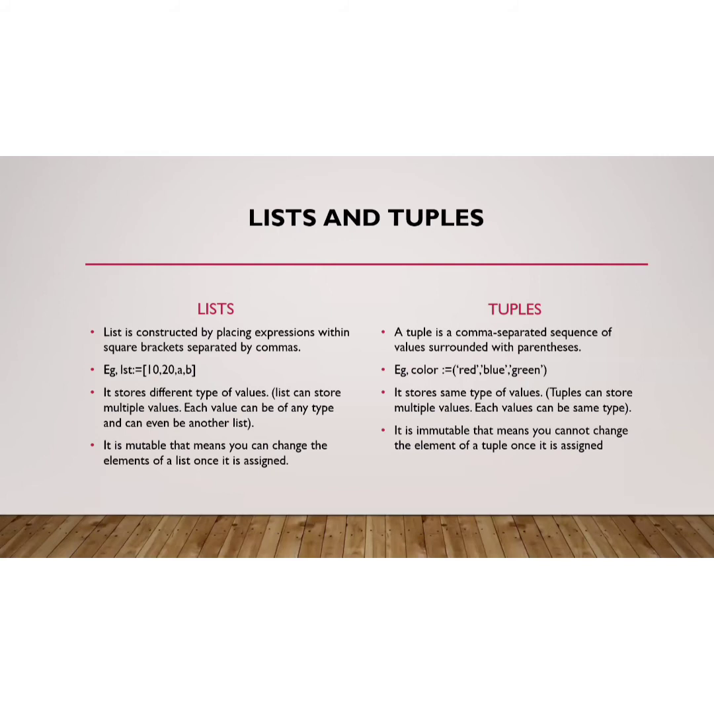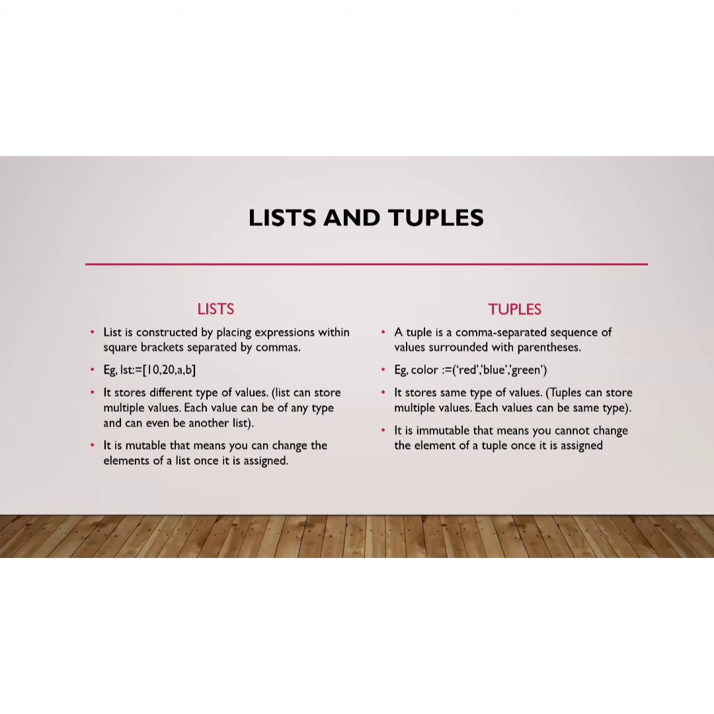Okay, 10, 20, A, B, these are the elements of the variable. If you want to create a list, first you have to write the list variable name. After that you have to write the equal to operator. Then you have to write a square bracket. Then you write some elements separated by commas and then close the square bracket.